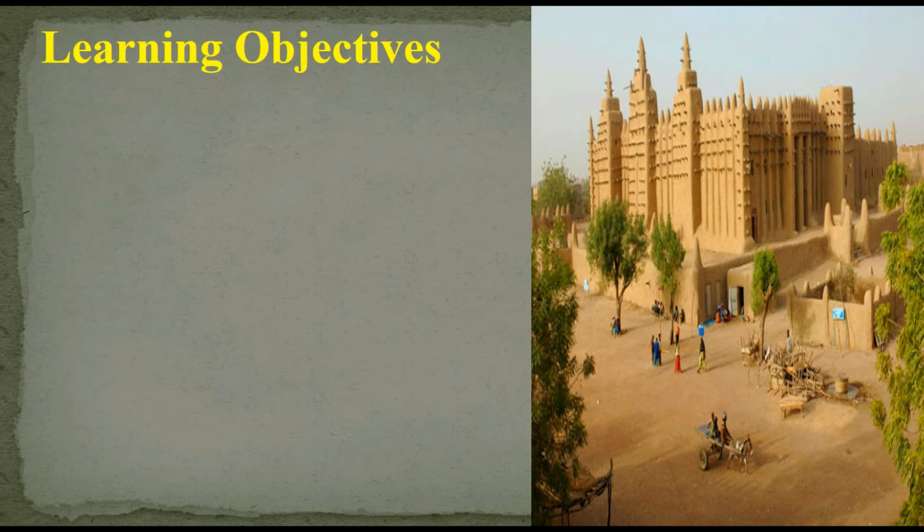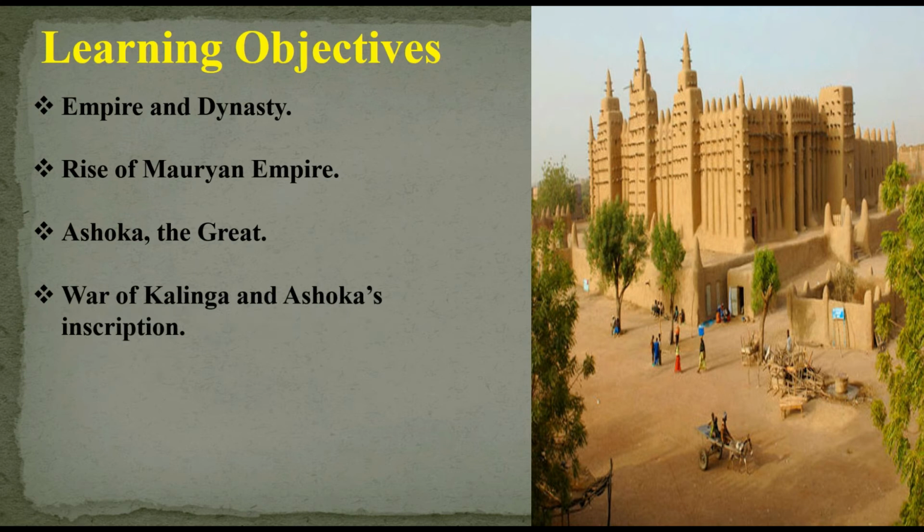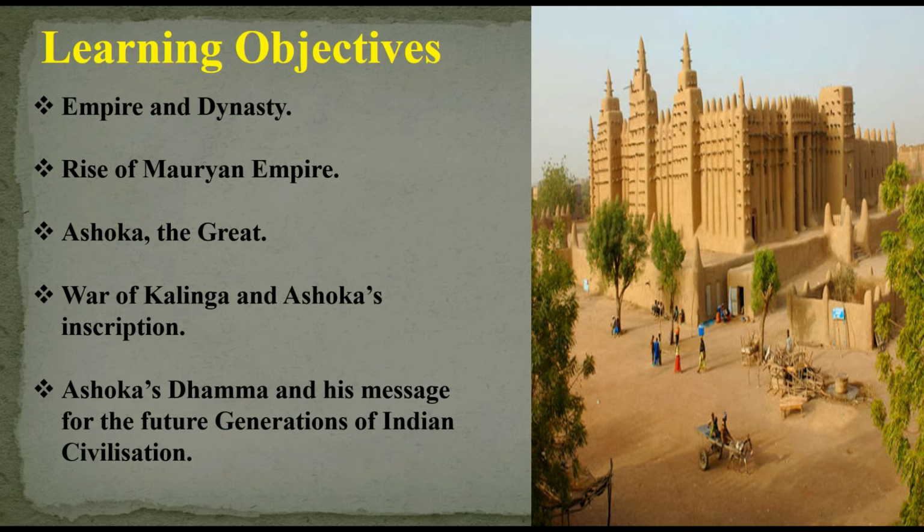So the learning objectives. What are all the points we are going to discuss here? Empire and dynasty, rise of Mauryan Empire. And in the second part, we will see about Ashoka the Great, War of Kalinga and Ashoka's inscription, and Ashoka's Dhamma and his message for the future generations of Indian civilization. Let me see one by one.